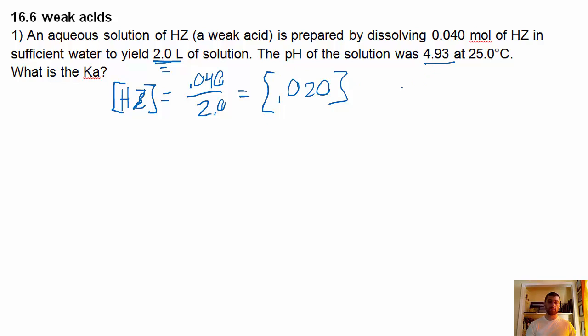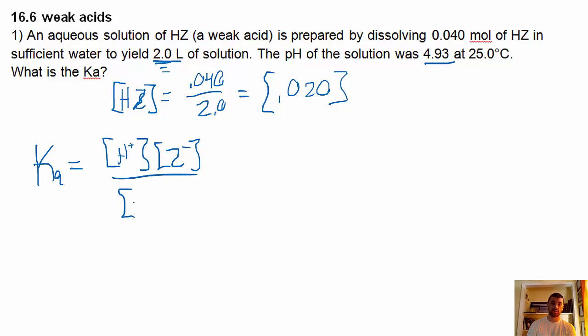Let's figure out first what the Ka expression should be. The Ka should be the concentration of H plus times the concentration of Z minus, all over the concentration of HZ at equilibrium. Now, where did that come from? Well, it's going to break apart into this. So that is the equilibrium expression constant right there.